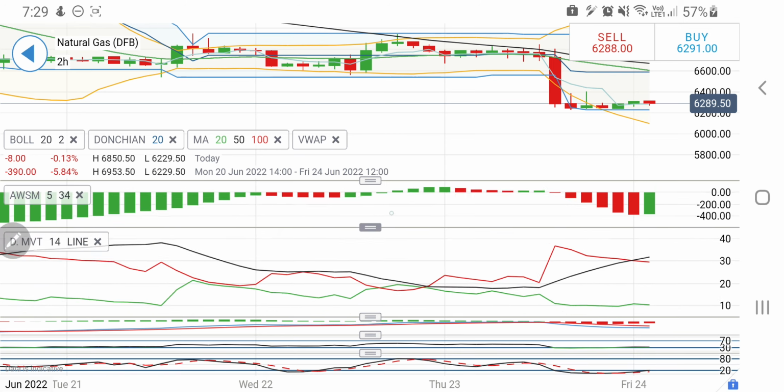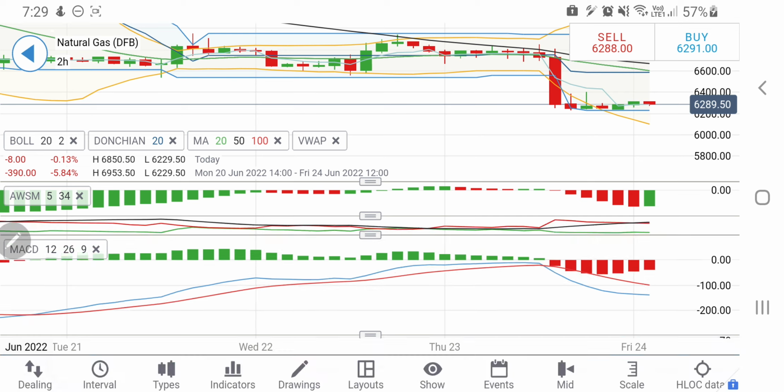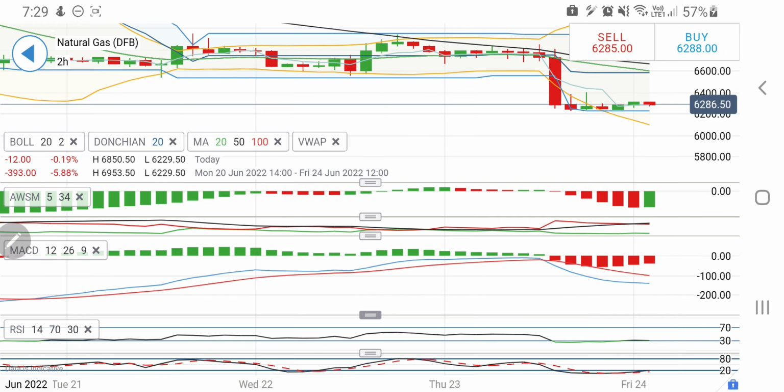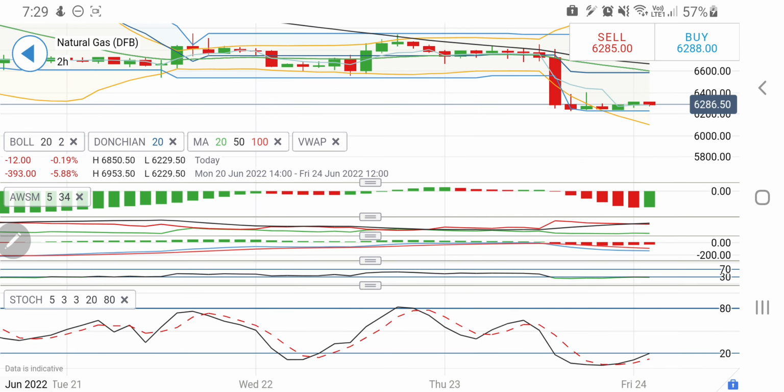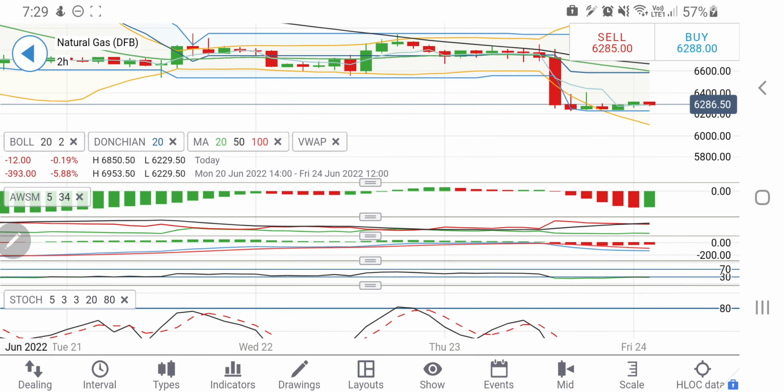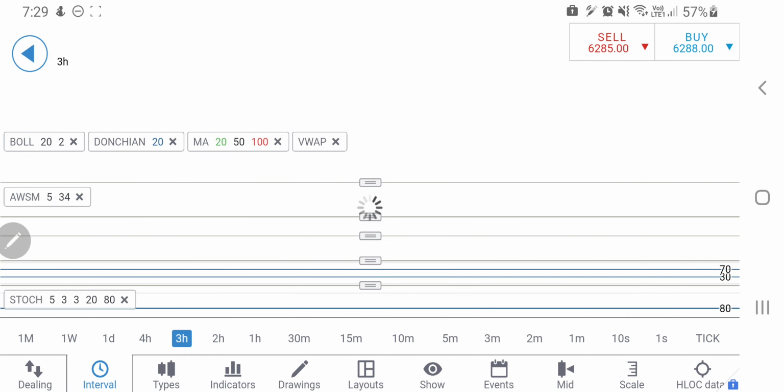Oscillator is trying to give you greener candles. Directional movement is bearish, and if you look at the MACD, it is trying to converge and cross over for a bullish move. RSI oversold, indicative of a bounce back. Stochastic oversold, indicative of a bounce back.